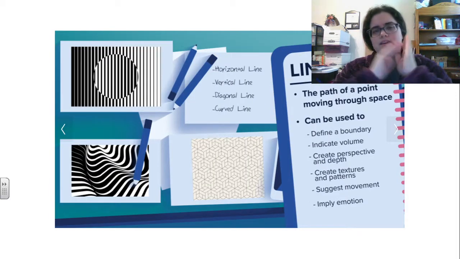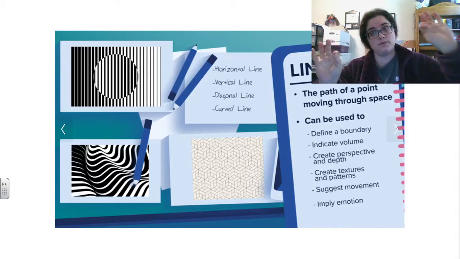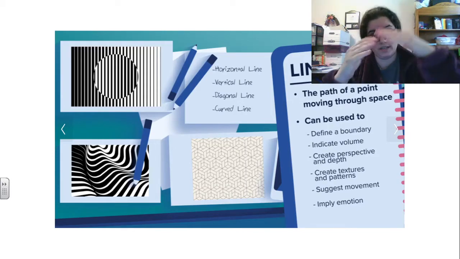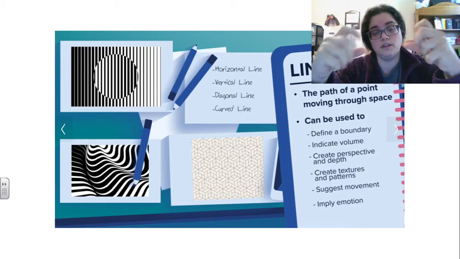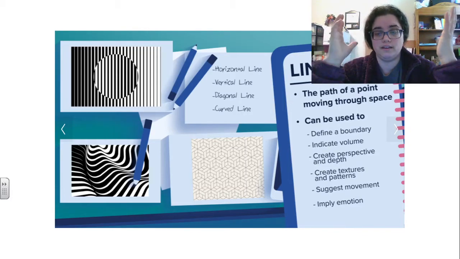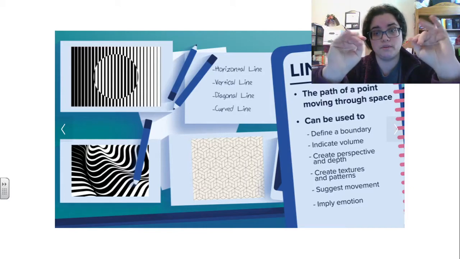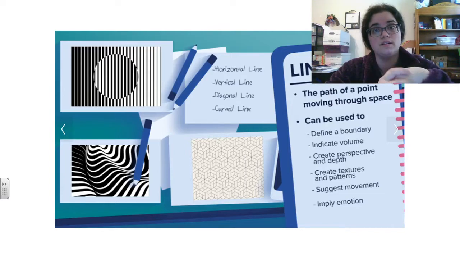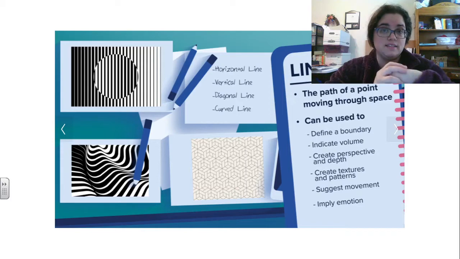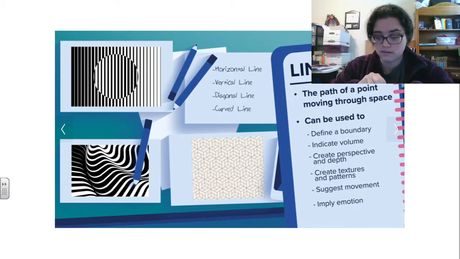The line, however, they define as the path of a point moving through space. A line in math is always a straight thing with no ends, going in both directions. But here they use it to mean also curves and mostly line segments. The line itself can be used for defining boundaries. It can be used to indicate how big something is, how much volume it has. You can create perspective and depth. You can make patterns and textures appear with it. It suggests movement and maybe even emotion to a piece when you're talking about art. There are 4 basic kinds that they talk about, and these are what I'm going to talk about next.